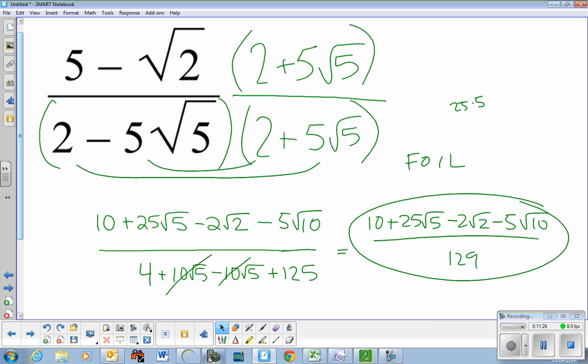All right, so that's dividing. That's when you divide by a binomial with a radical in it.